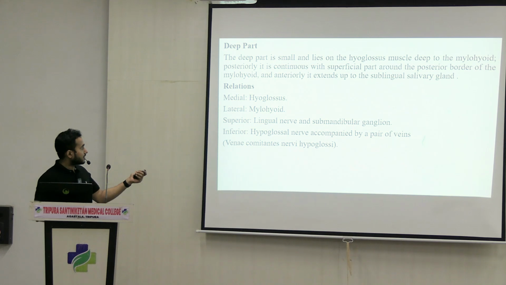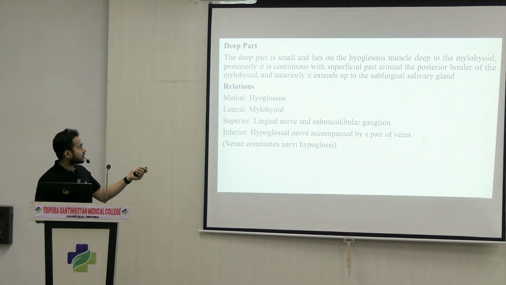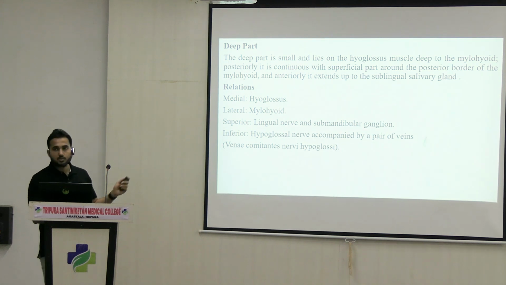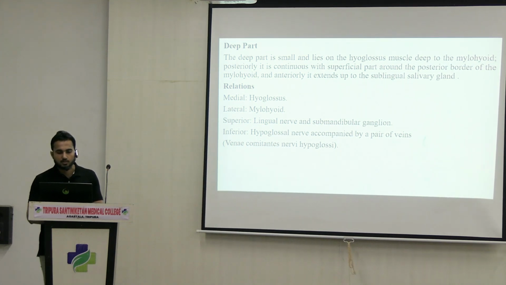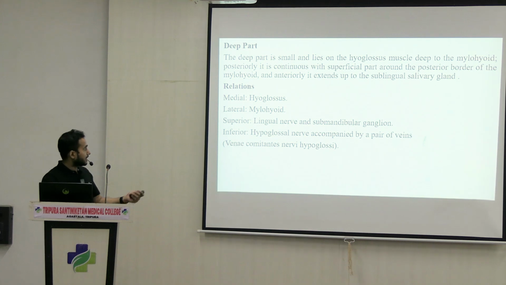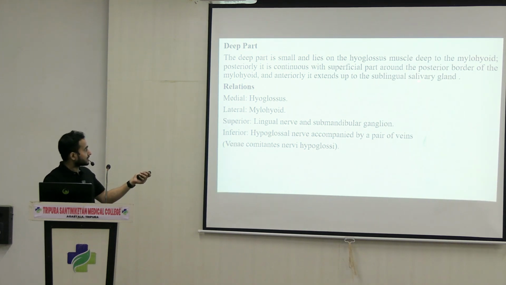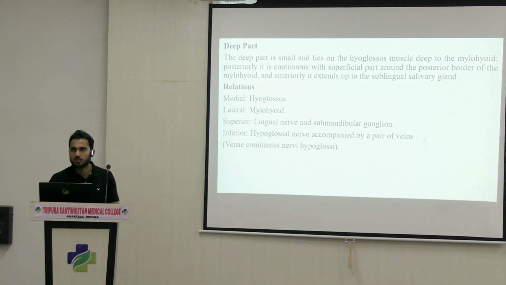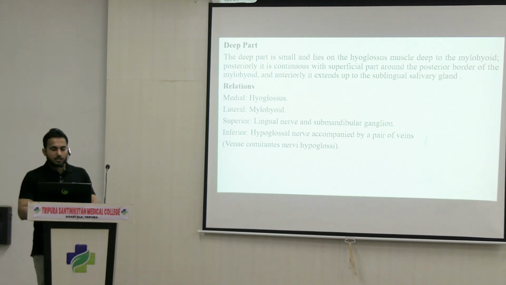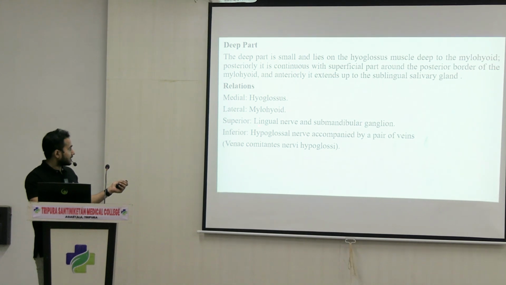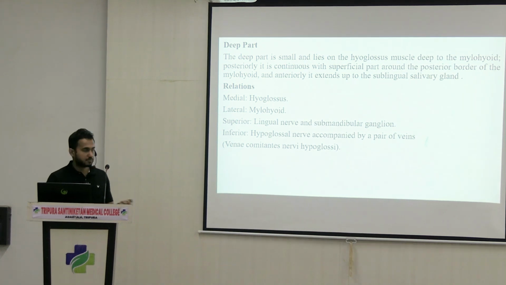Now, if you see the deep part, it is lying on the hyoglossus muscle deep to the mylohyoid, and both this deep and superficial part are continuous with each other at the posterior border of the mylohyoid muscle. Anteriorly, this deep part is extending up to the sublingual salivary gland. Next, if you see the relations, the deep part is situated on the hyoglossus muscle, so medially which muscle will be there? Hyoglossus muscle. Laterally, the mylohyoid muscle. Superiorly you will get the lingual nerve and submandibular ganglion, and inferiorly we get the hypoglossal nerve. Let me show you the diagram.